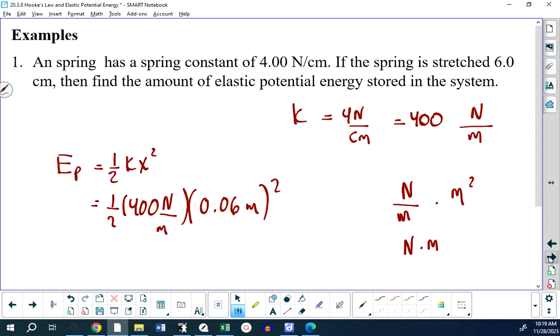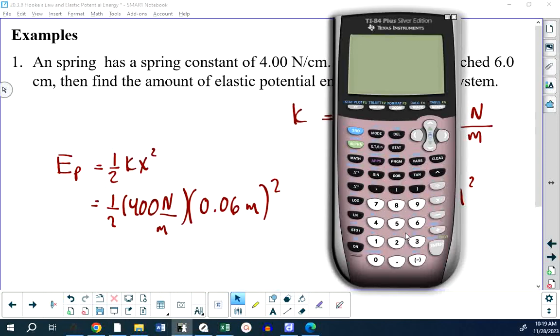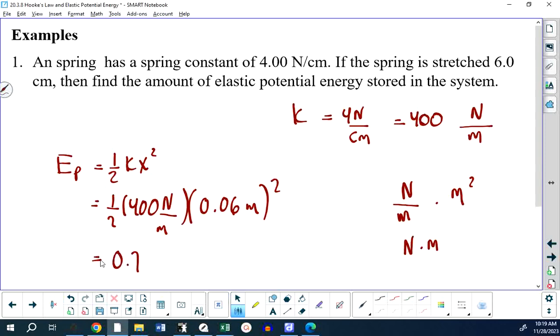I want to say 72. I'm obviously wrong. So 1/2 times 400, I want to say 72, times 0.06 squared, I'm wrong. Like 7.2 maybe? 0.72? 0.72. 0.72 joules of energy. That's it.